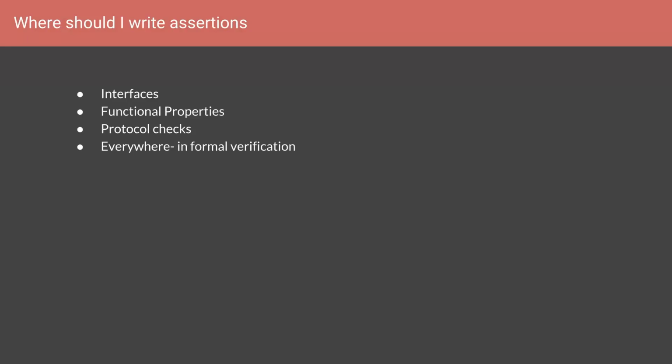And the next question, where should you write assertions in the code? Typically, design engineers will keep on adding assertions while they write their code, and those assertions are the functional properties of the DUT. Apart from that, you could write assertions in the interfaces to check the interface signals. And also you could add assertions in the interface to check the protocol of the interface, like the properties of an AXI protocol or an OCP protocol.